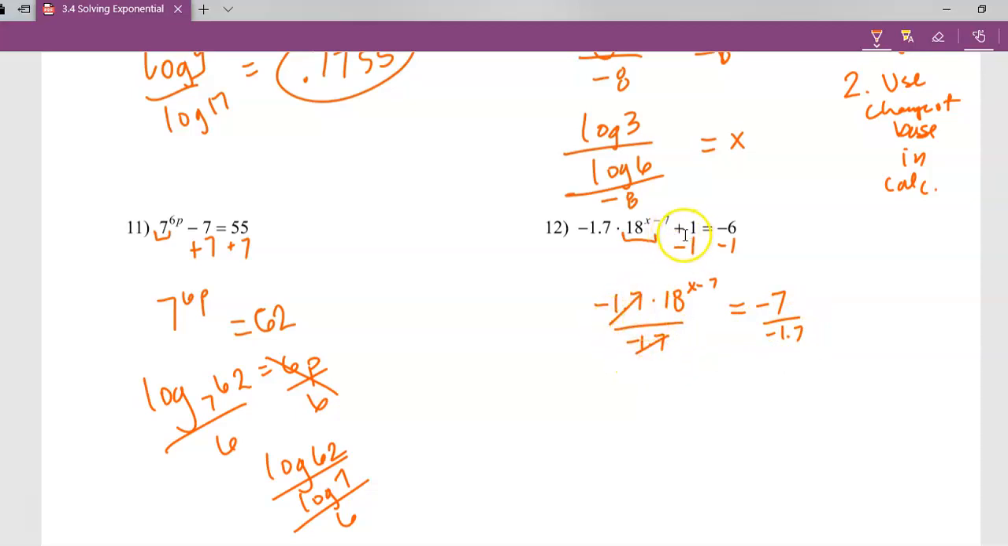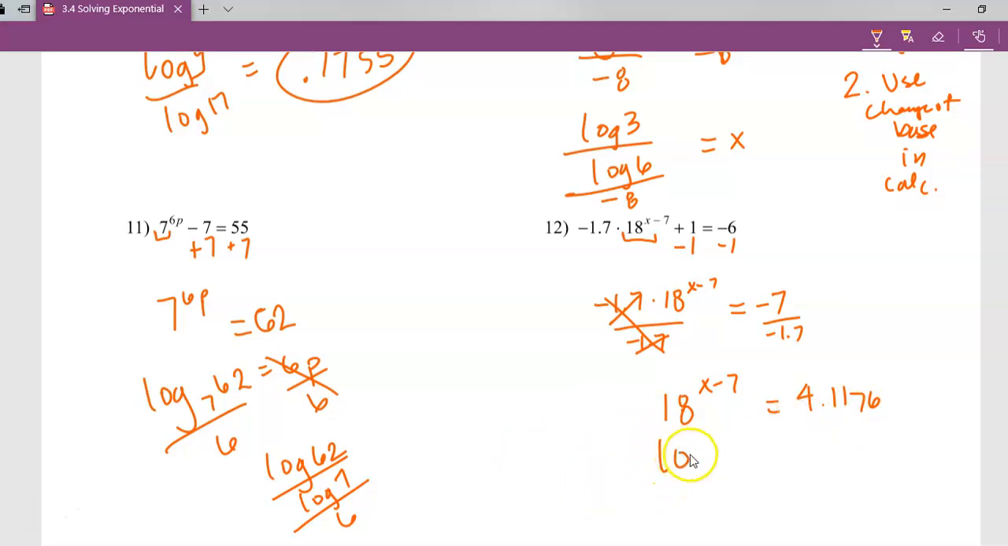So again, undo pluses and minuses always before multiplication and division. So now I have 18 to the x minus 7 equals, and I'm going to do in my calculator negative 7 divided by negative 1.7. That is equal to 4.1176. It goes on, and I'm actually just going to go ahead and round it off to 4 decimal places. It's always a good idea to try not to round till the very end, but we'll do that here anyway.